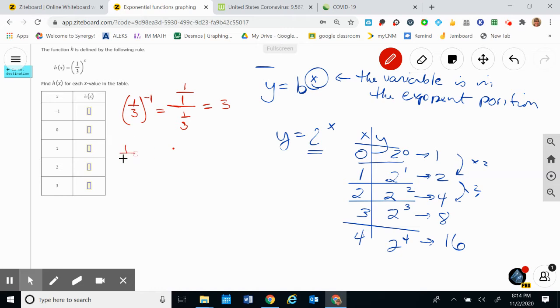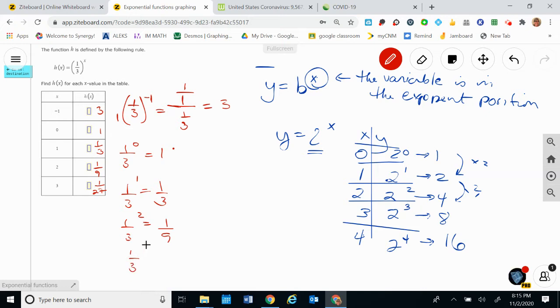Then we get 1/3 to the 0 power, and that's 1. So this is 3, that's 1. And you will see a pattern. It's just not a linear pattern. 1/3 to the first power is 1/3. 1/3 squared is 1/9, because it's 1/3 times 1/3. Now you can see what's happening here. We're multiplying by 1/3 every single time. So this is going to be 1/27, because 1/3 to the third is 1/3 times 1/3 times 1/3, or 1/27.